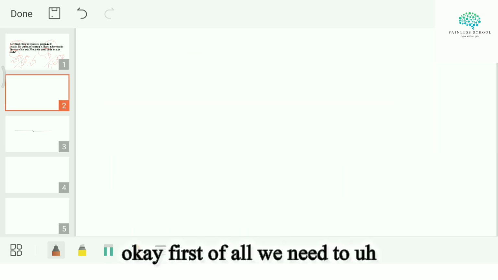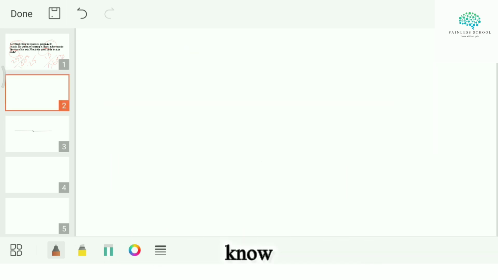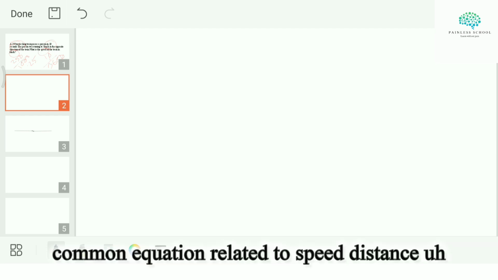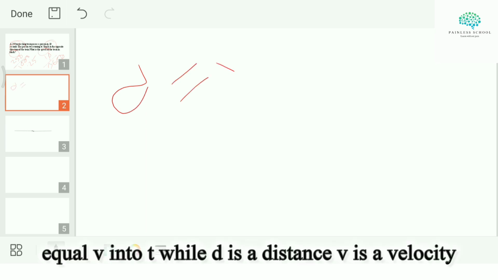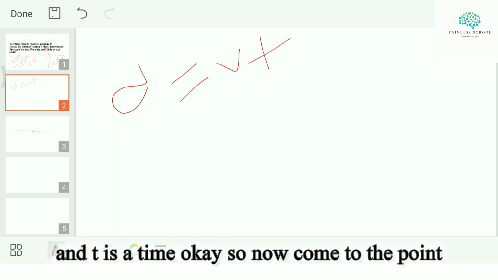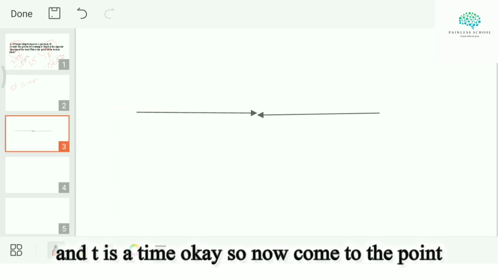Okay, first of all, we need to know a common equation related to speed, distance, velocity, whatever it is. We have an equation, and it's d equals v into t, where d is a distance, v is a velocity, and t is a time. Okay, so now come to the point here.